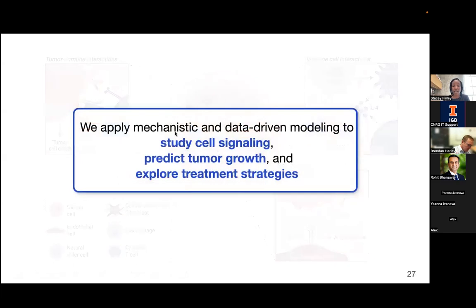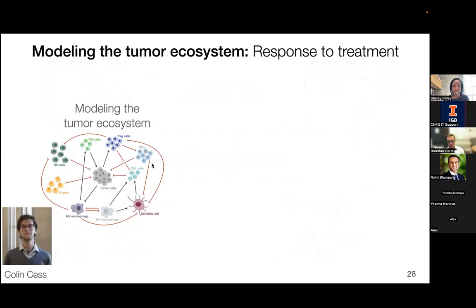So we've looked at combining the kind of mechanistic detailed model that I presented already at the metabolism level and at the cell signaling level with data-driven modeling, as well as agent-based modeling to predict tumor growth and really have a quantitative framework that allows us to explore different treatment strategies. So this is some work that I'll present now from a very talented graduate student in the lab, Colin Sess, where we've been really excited to model the tumor ecosystem.